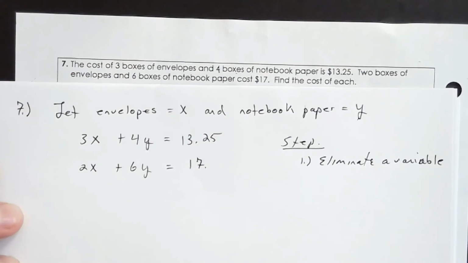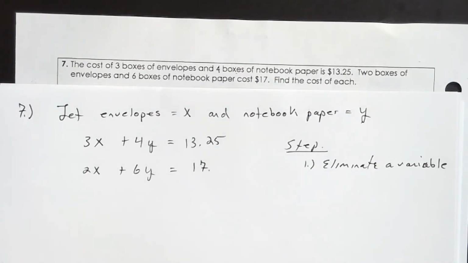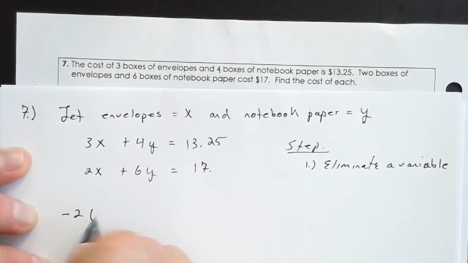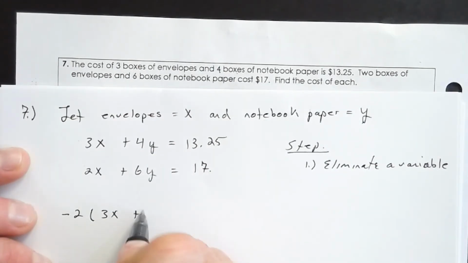So the first step here is to eliminate a variable. Which one do we want to eliminate? The x's? Yeah, because you're dealing with 3 and 2 versus 4 and 6. So just always go with lower numbers, okay? These are easier multiplication. So 3 and 2 is easier to work with. We're going to multiply the top equation by what? Both of these are positive, so something has to be negative. Negative 2. So negative 2 times 3x plus 4y.